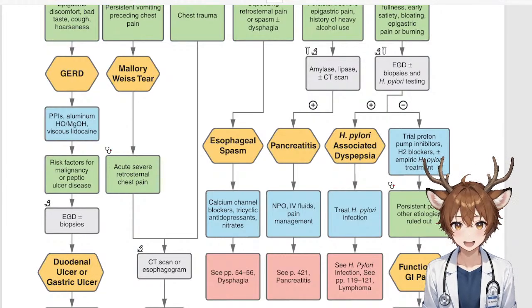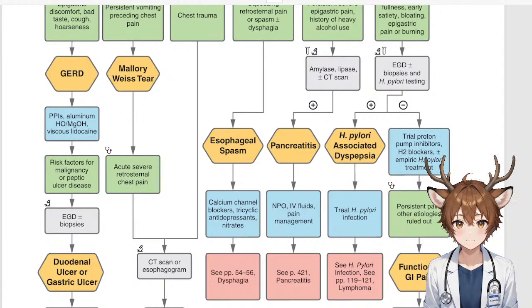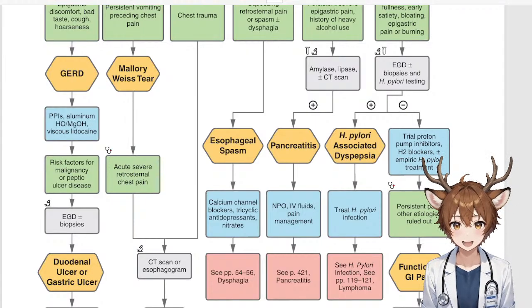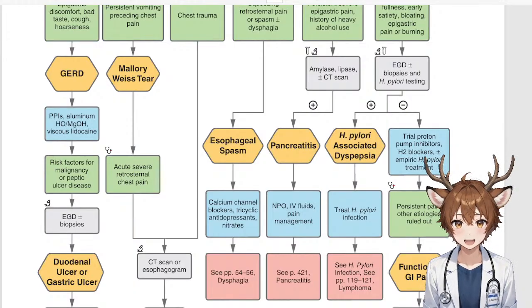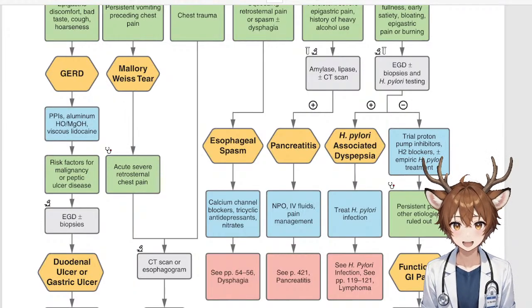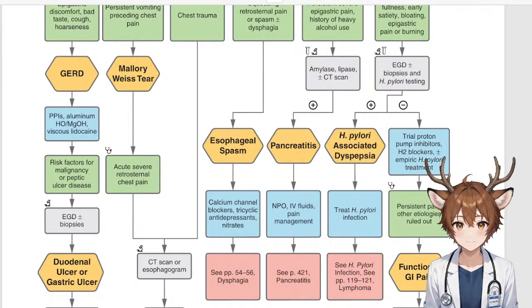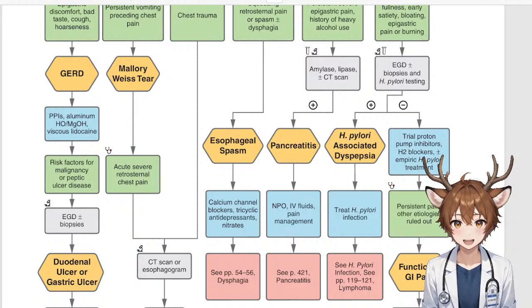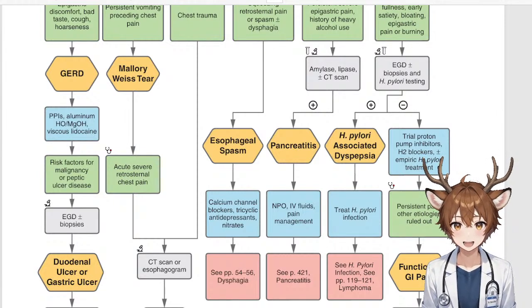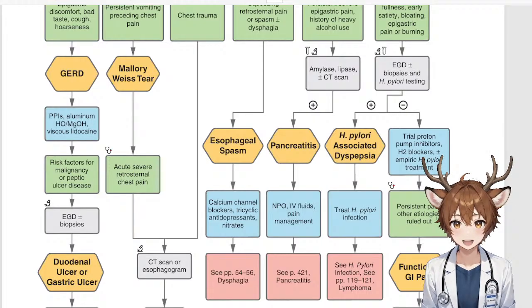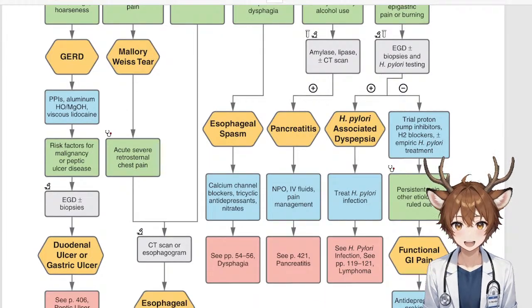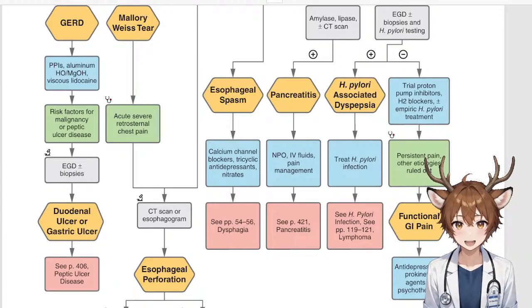I just wanted to get a little bit better information on that front. So let's say we did an esophagogastroduodenoscopy plus or minus biopsies and H. pylori testing. Let's say it was negative. In that case, do a trial of proton pump inhibitors, H2 blockers, plus or minus empiric H. pylori treatment. In that case, if we have persistent pain or other etiologies are ruled out, well, then you have functional GI pain. In which case, do antidepressants, prokinetic agents, plus or minus psychotherapy.